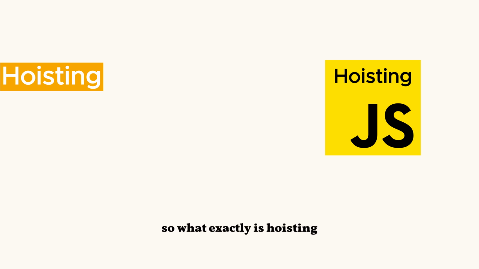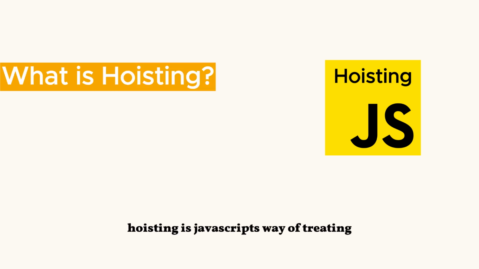So, what exactly is hoisting? Hoisting is JavaScript's way of treating where your variables and functions are in your code. Behind the scenes, JavaScript actually lifts, or hoists, variable and function declarations to the top of their scope before the code is even run. That means you can sometimes use variables or call functions before they're even declared in your code. Sounds strange? Let's dive into an example to make sense of it.